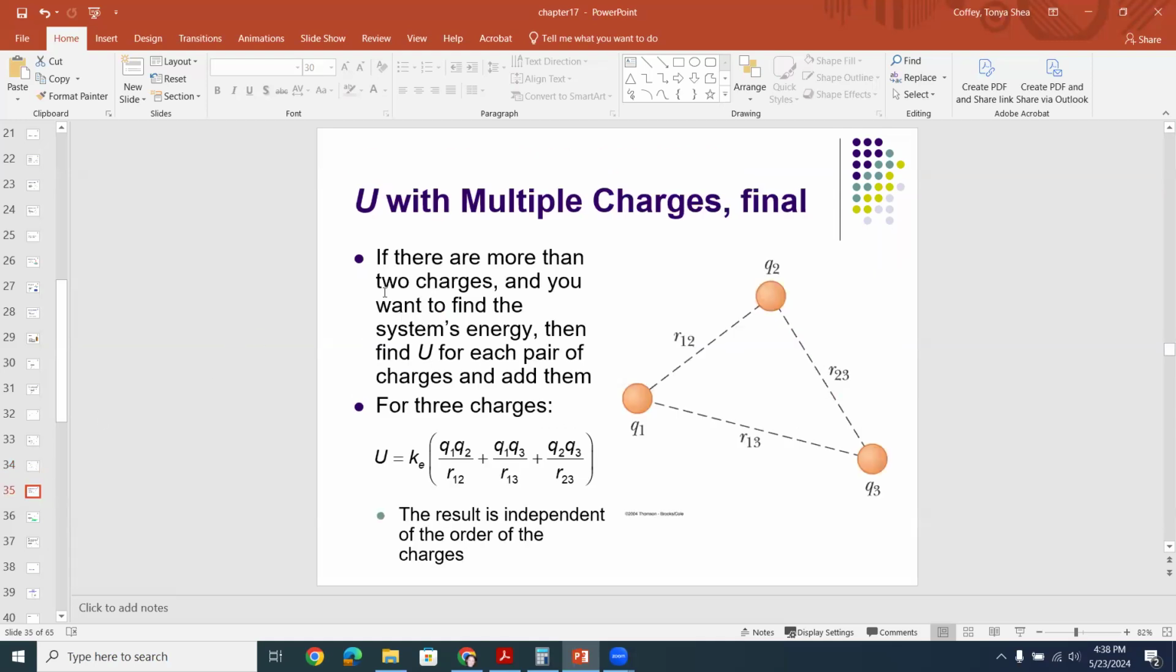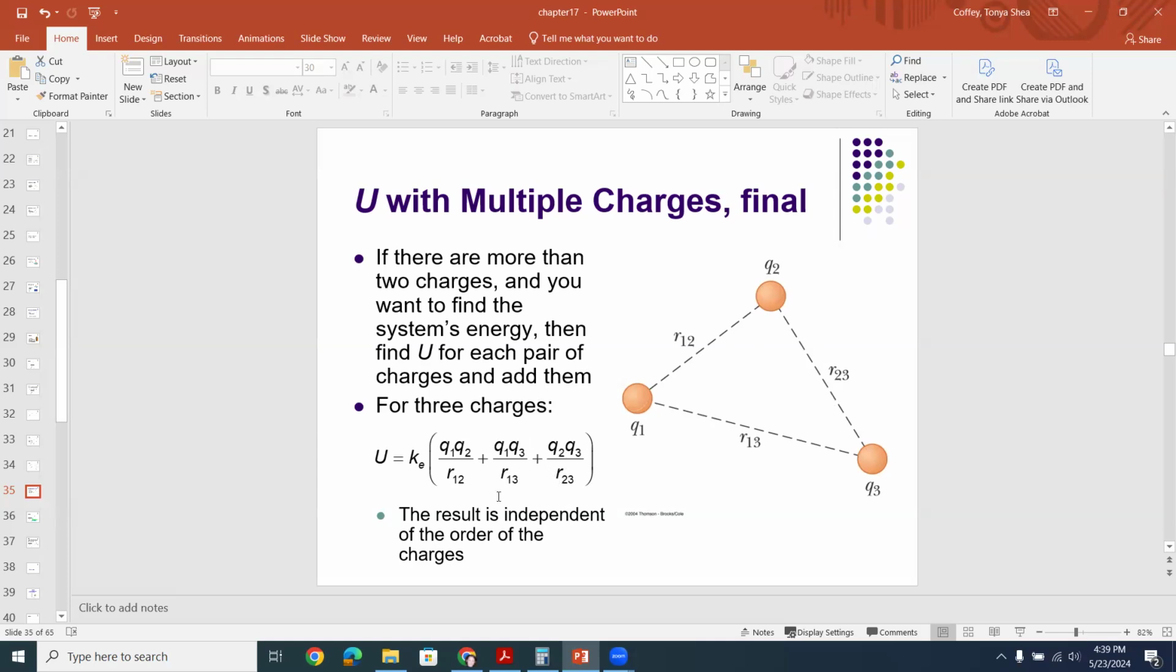If you've got more than two charges, then what you can do to find the system's energy is find the potential energy for each pair of the charges and then add up all the pairs. So for three charges, for example, you'd have to find the potential energy between charge 1 and charge 2, and between charge 1 and charge 3, and between charge 2 and charge 3, and then sum them all up. kQ1Q2 over R12 plus kQ1Q3 over R13 plus kQ2Q3 over R23.